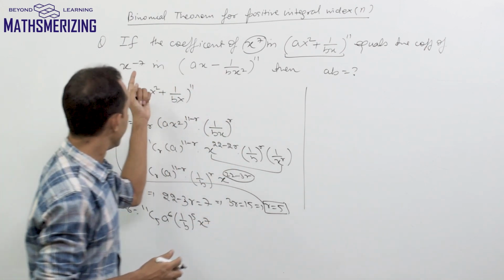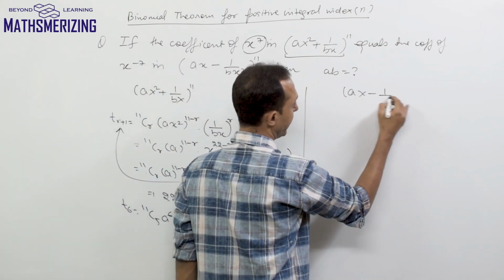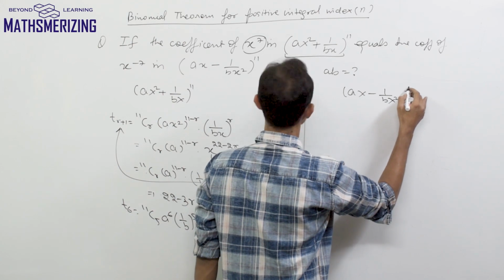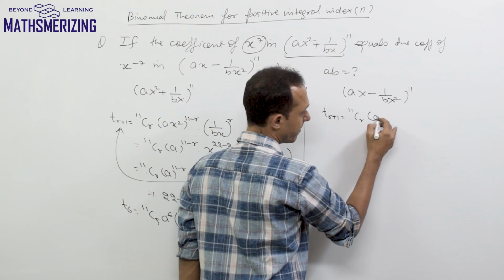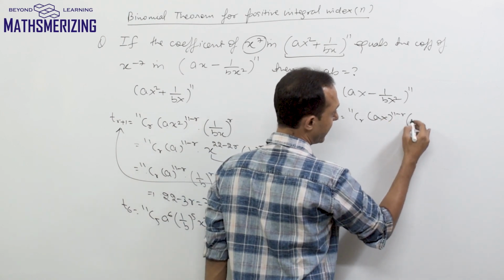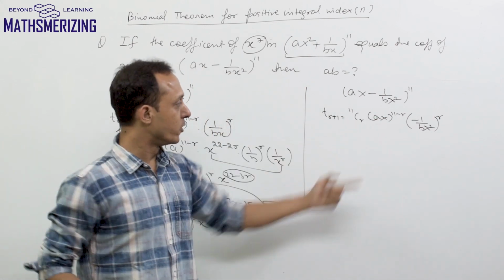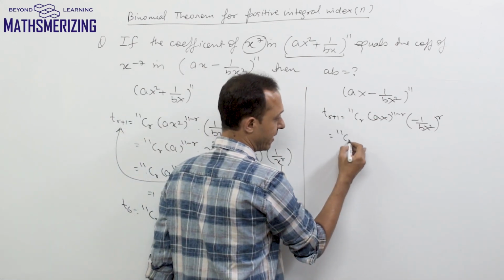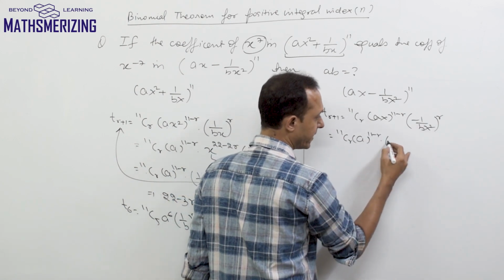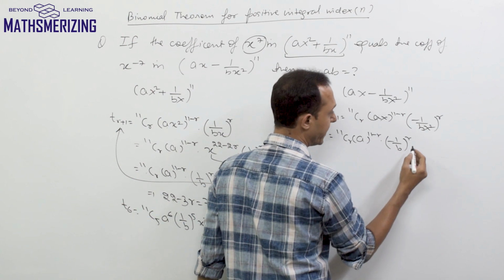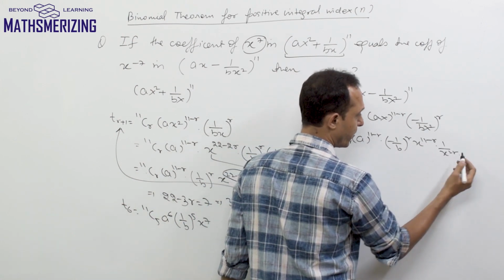Now in the same way, I write the general term for the second expression, which is (ax minus 1 upon bx square) to the power 11. So its general term T(r+1) will be 11Cr (ax) to the power 11 minus r, (minus 1 upon bx square) to the power r. So again it will be 11Cr. I'll separate this a to the power 11 minus r. I'll also separate this b. Minus 1 upon b to the power r. So it will be x to the power 11 minus r, 1 upon x to the power 2r.